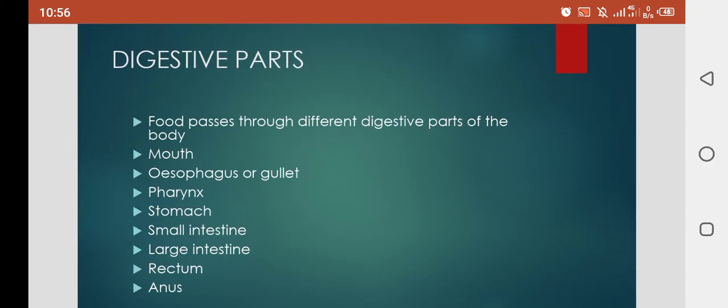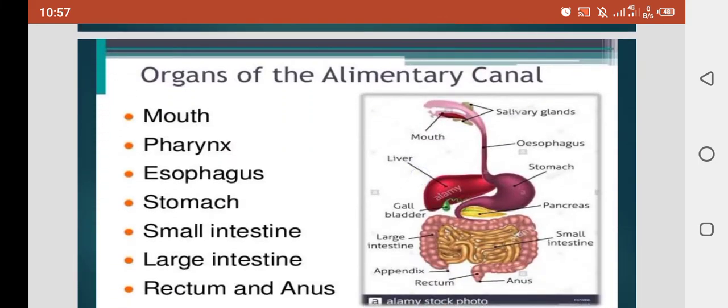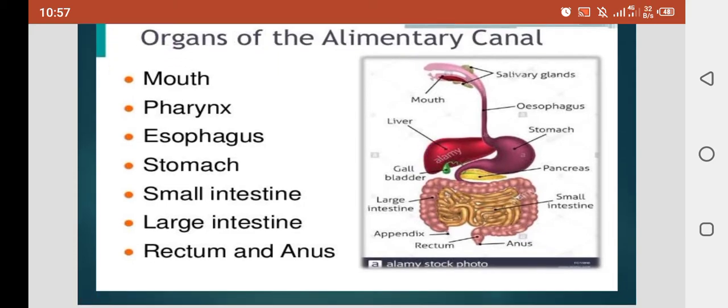The anus is used for the removal of waste from the body. Now coming to the proper digestive parts. They must be in a proper sequence. The sequence is mouth, pharynx, esophagus, stomach, small intestine, large intestine, rectum and anus. So the digestive parts start from the mouth and end with the anus. Clear, girls? Digestive parts or the digestive system are also called the alimentary canal. This is the proper sequence of the digestive parts.